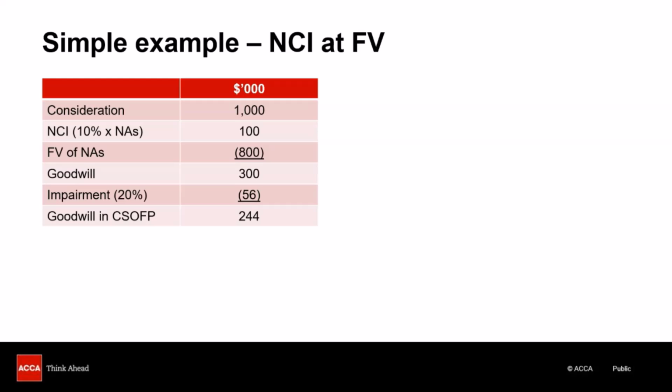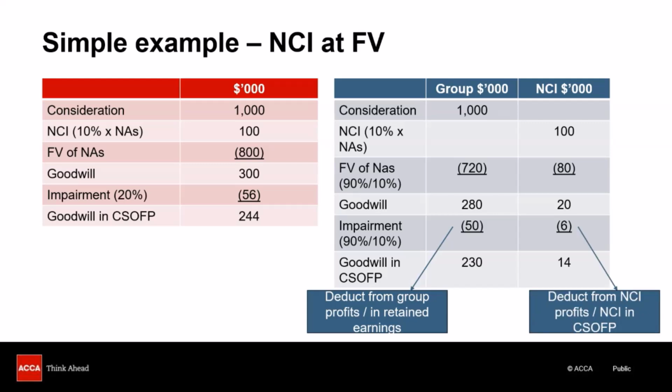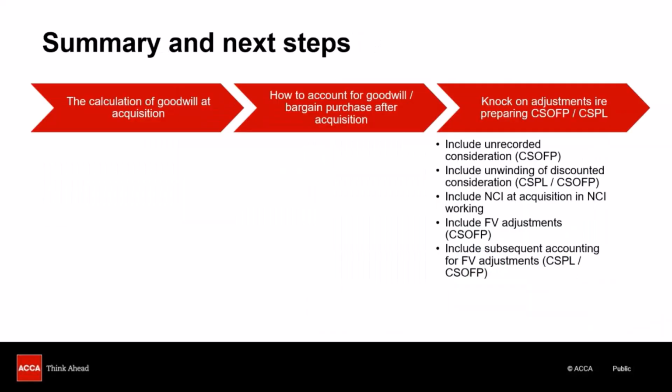Another short example with respect to NCI at fair value is that we calculate the consideration. We have the fair value of NCI, which was 100. Now, when in this case we show it in the group and NCI, we are going to distribute it. So here you can see that in the previous example that we saw, the complete impairment of 56 was charged to the group. We have charged 50 to the group, which is 90% of the impairment, and 10% has been charged to NCI. This is how it is going to be shown in the consolidated statements, deducted from group and deducted from NCI.